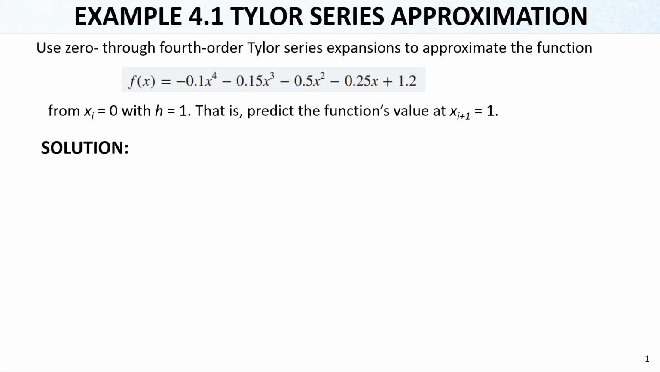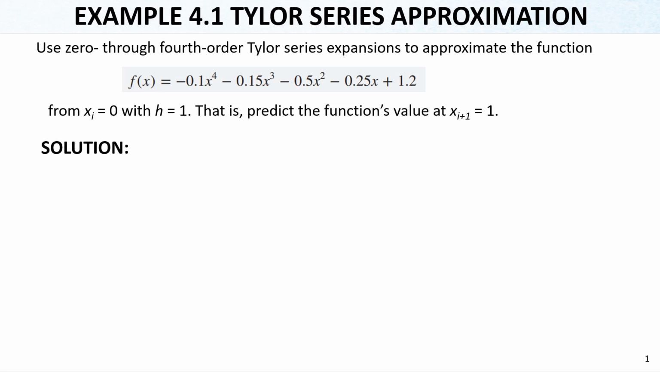Okay, let's have an example to use Taylor series as an approximation for a polynomial. You can see we have a polynomial over here, and we want to use from 0 to 4th order Taylor series to approximate this function. The initial x will start from 0, and the step size is 1. We can define these by ourselves if the question doesn't give them. And we want to predict the function value at xi plus 1 equals 1. So when x is 1, we want to predict the result.